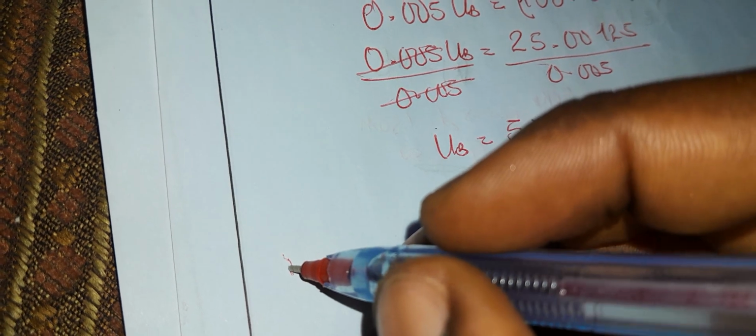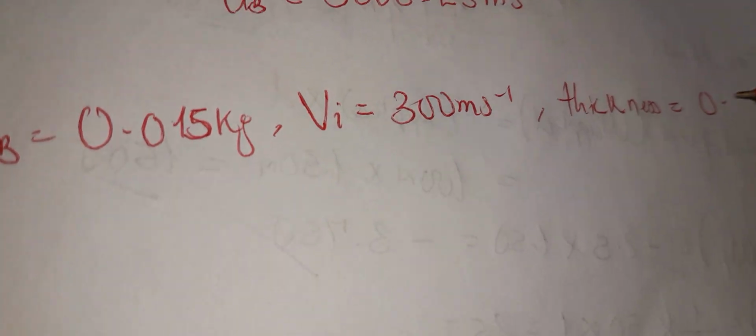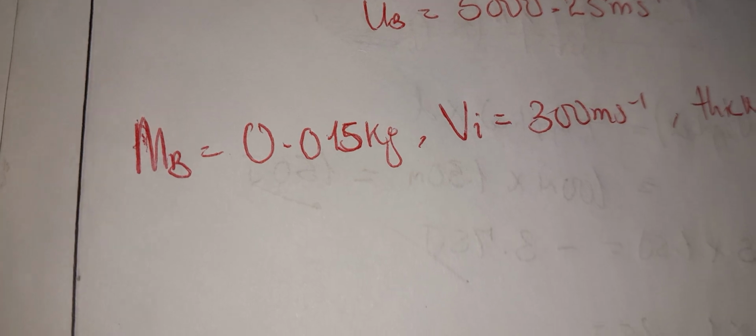A bullet of mass 0.015 kg moves at a speed, that should be the initial speed, 300 meter per second, and passes through a foam sheet of 0.002 meter thickness and emerged with a speed of 90 meter per second.